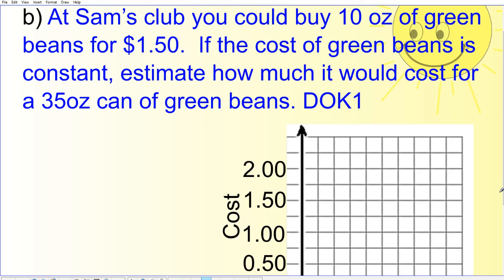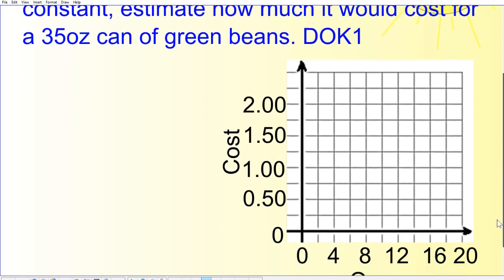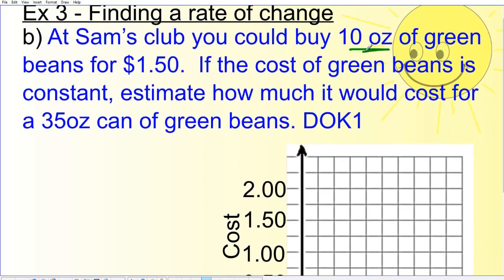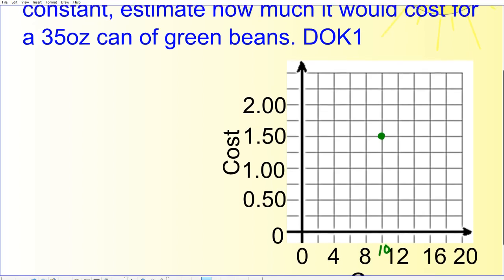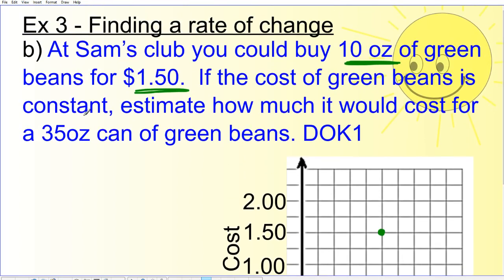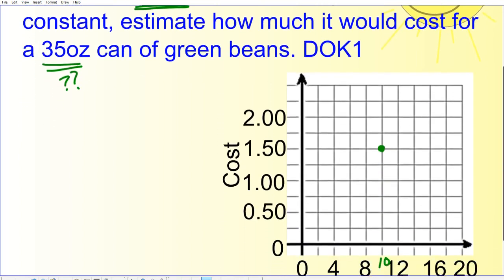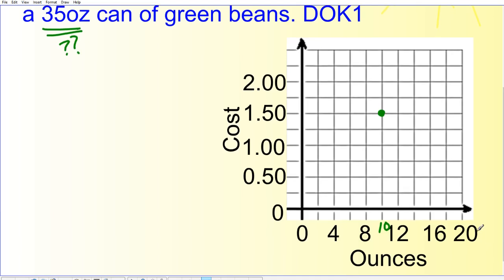All right, so here's how most of you probably started. You probably started by looking at your graph, looking at the data, going, okay, well, I've got this 10 ounces of green beans for $1.50. And so you said, okay, 10 ounces is here, $1.50 is right there. Boom, I got a dot. And you go back up and it says, what is the cost for 35 ounces? And you go down, look at your graph and go, I don't even have 35 ounces on here. How are we supposed to do this?